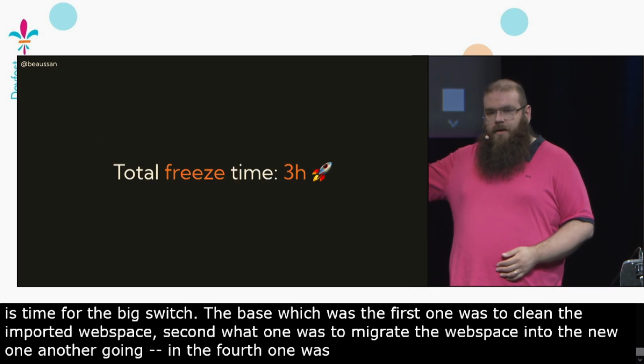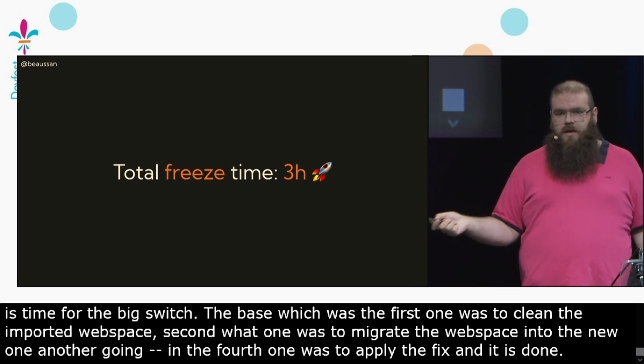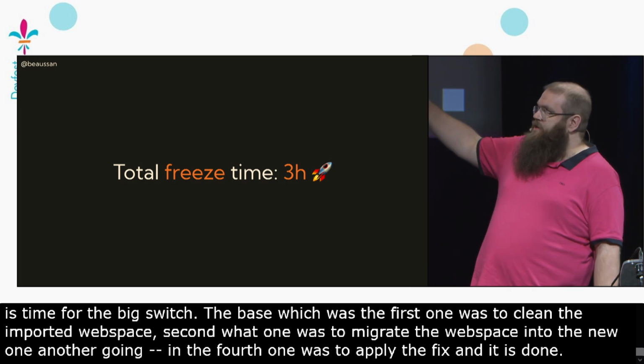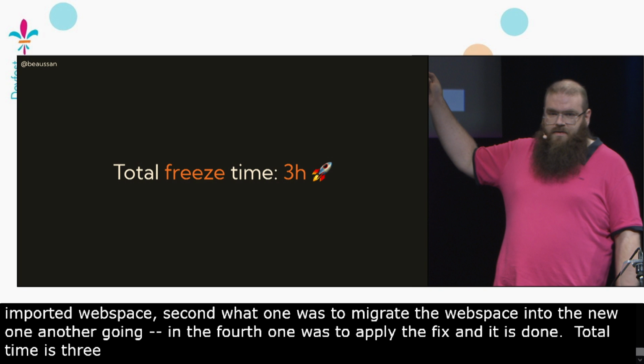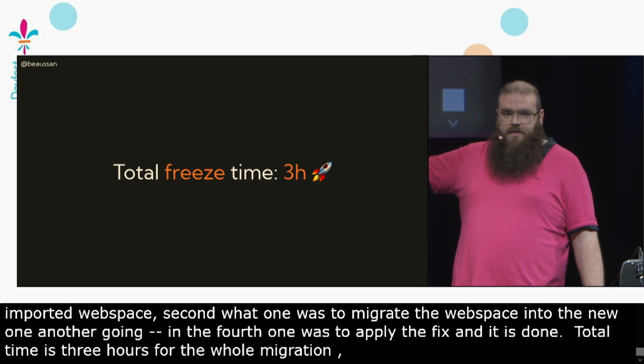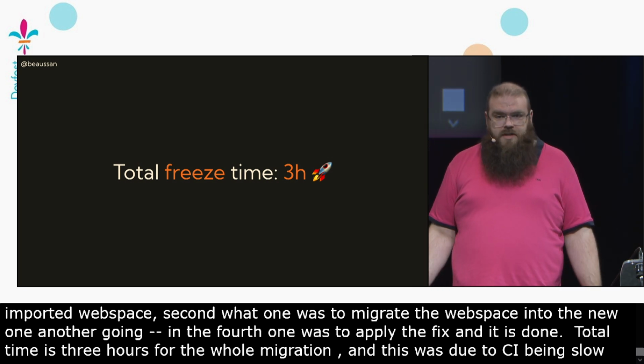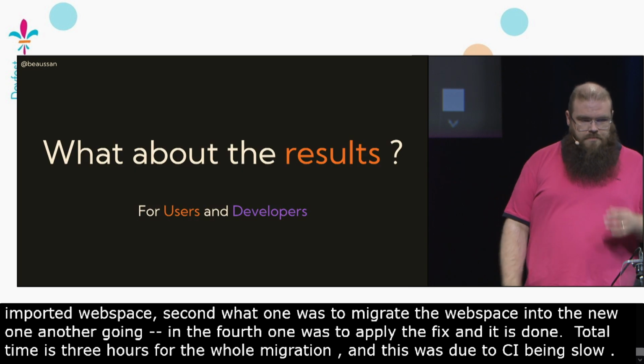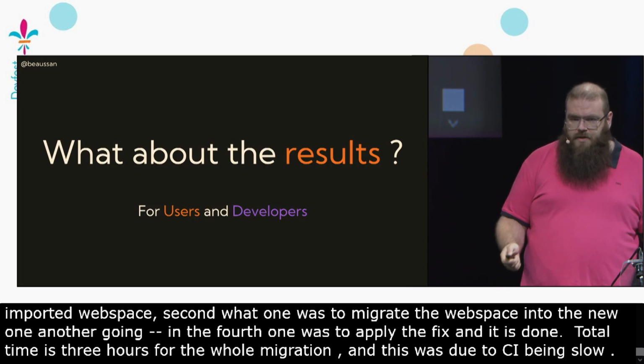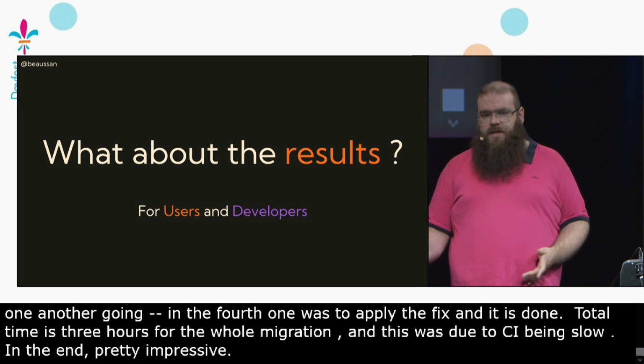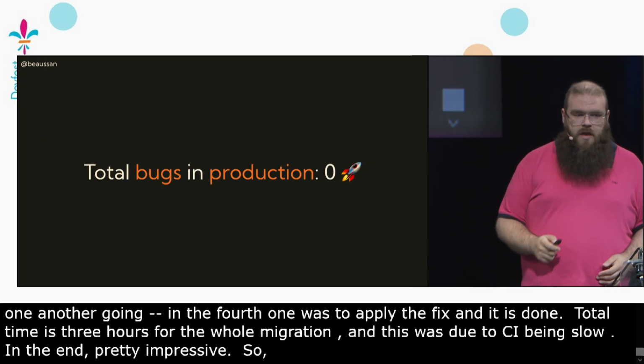Total freeze time was 3 hours for the whole migration, and this was due to CI just being slow and flaky that day, because Buildkite had an incident. So in the end, pretty impressive. So what about the result, right? What about the result for the engineers, but also for the users?